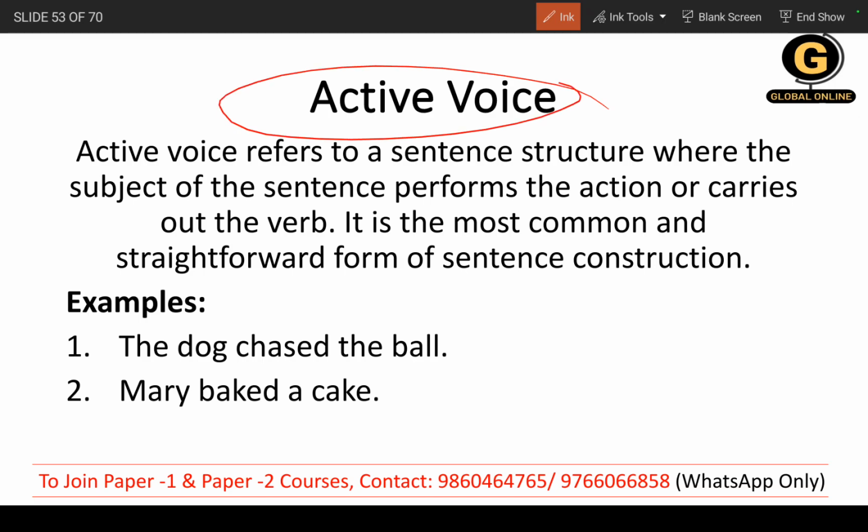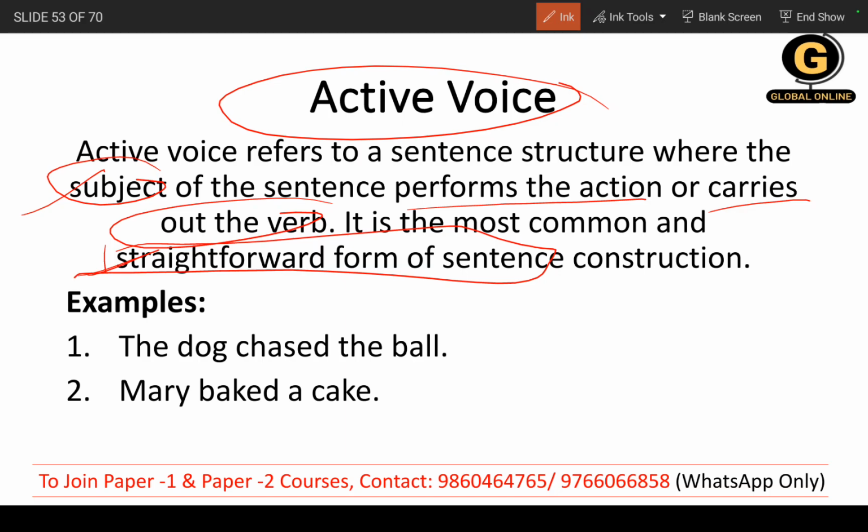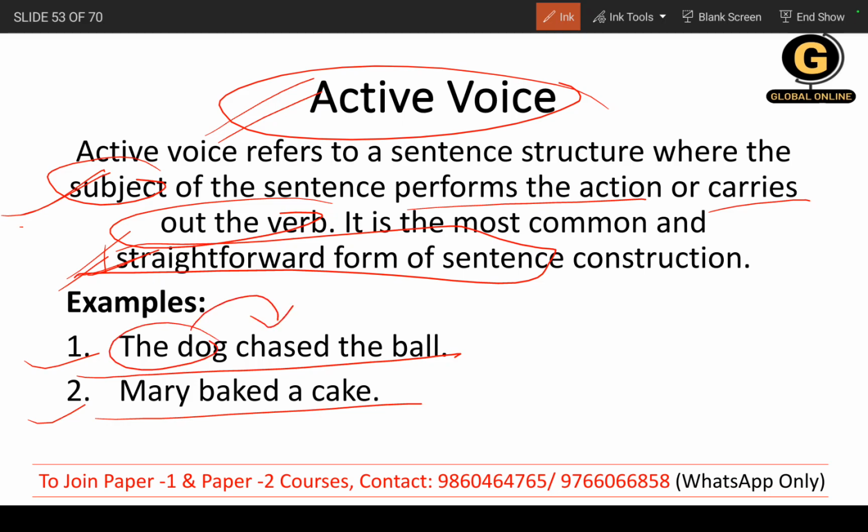So active voice, first we need to understand what active voice is. With active voice you have to understand two things. First, the subject performs the action and carries out the verb, that you must remember, and it's the straightforward form of a sentence. Second, in general life we use active voice more often, mostly we use that. For example, the dog chased the ball, and Mary baked a cake. Here the subject is performing the action.